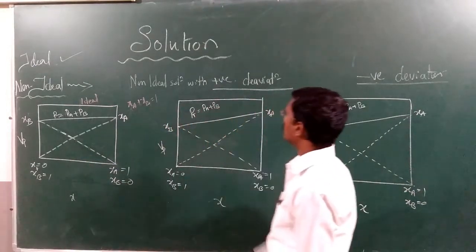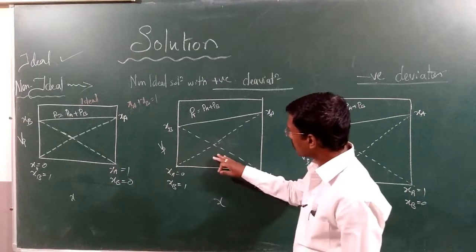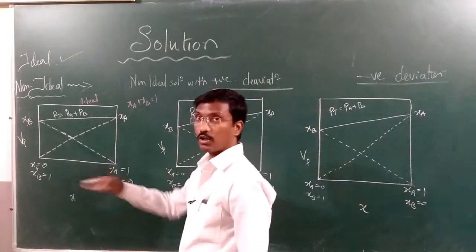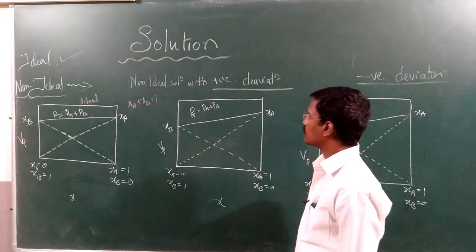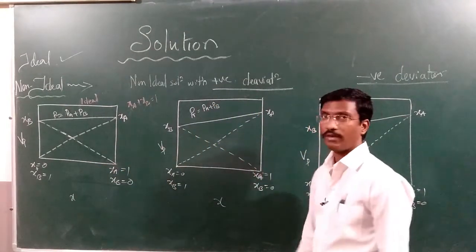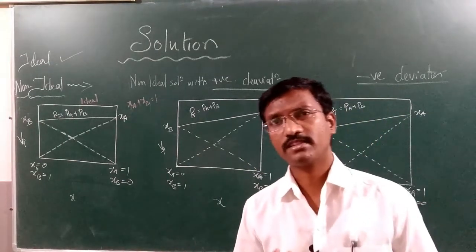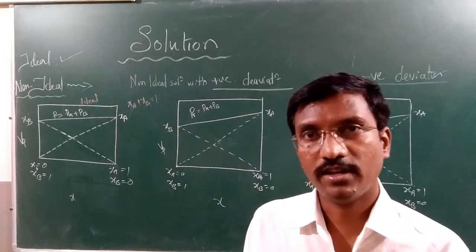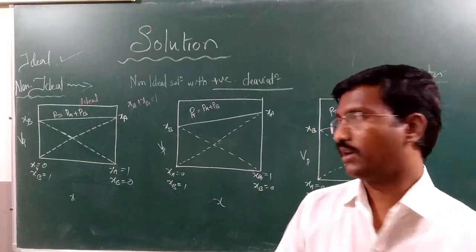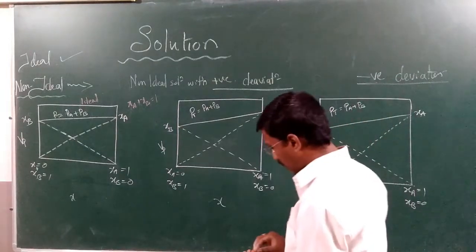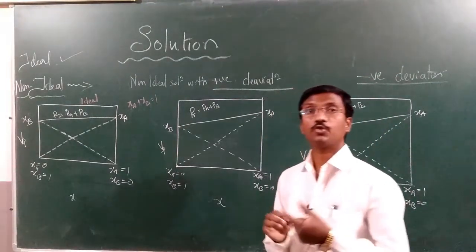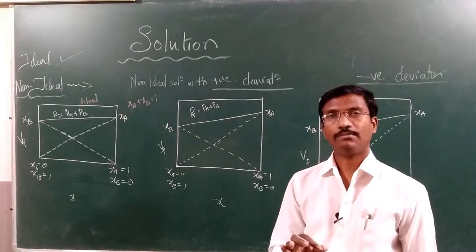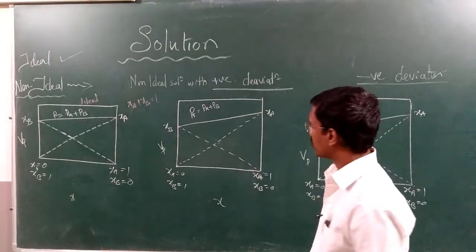Whereas in the non-ideal solution, this should happen in the same manner, but it is not happening, because ideal solutions obey Raoult's law. Non-ideal solutions do not obey Raoult's law. Raoult's law says that delta H and delta V should be zero even after mixing the two components. In the non-ideal case, they change: there is a change in temperature or a change in enthalpy. Both undergo change.